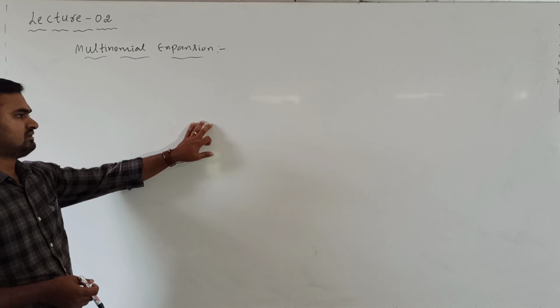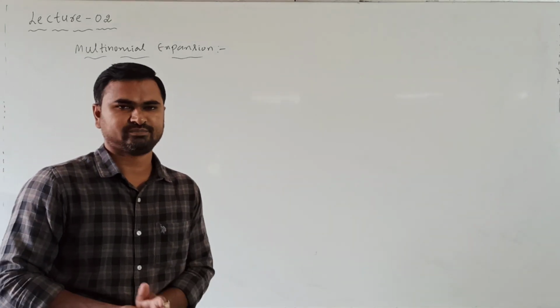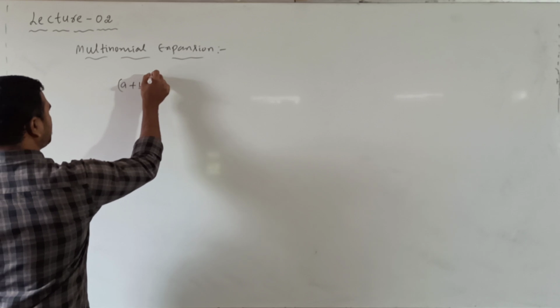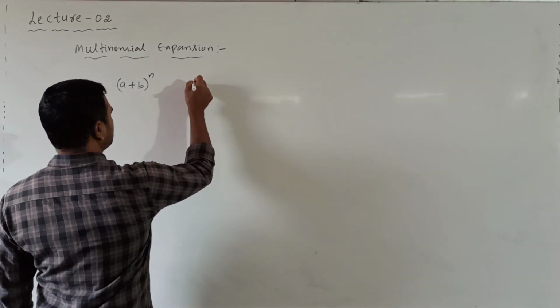First we will see what will be the number of terms in the expansion, then we will see how to expand. So what you are seeing is, in the expansion of (a + b)^n, if it is binomial, what is the number of terms in the expansion?